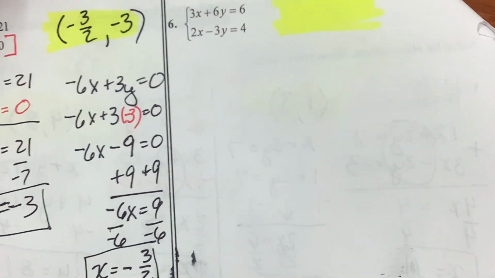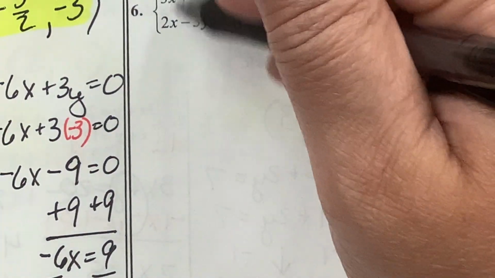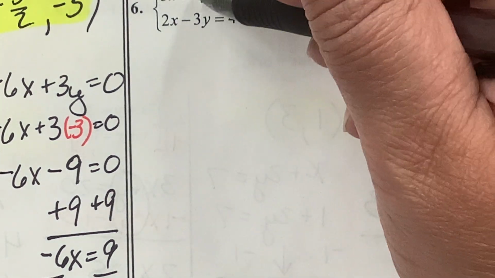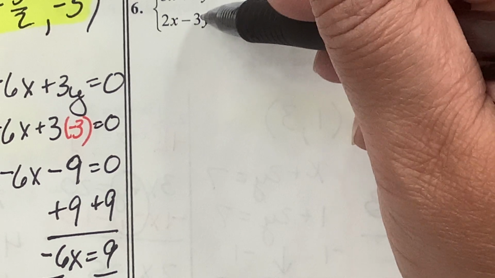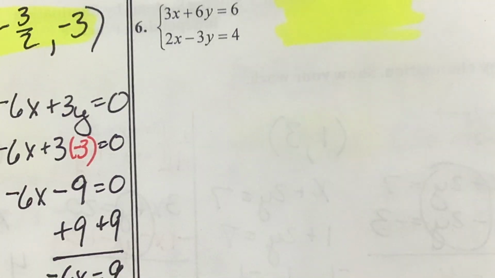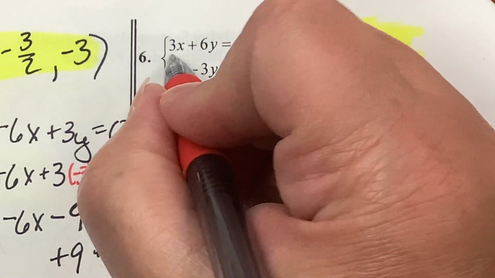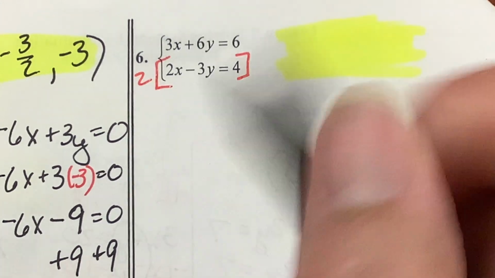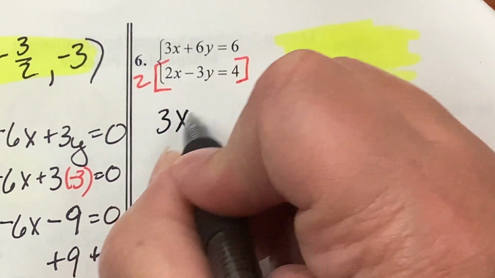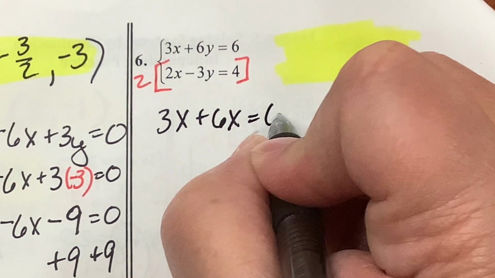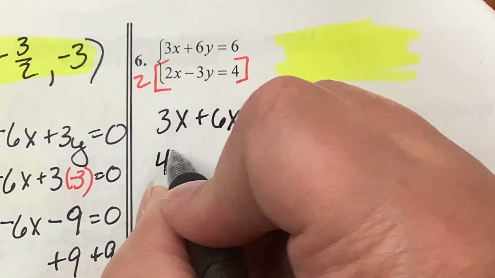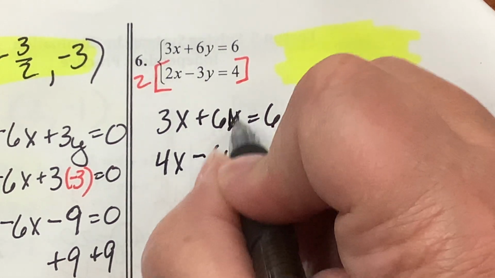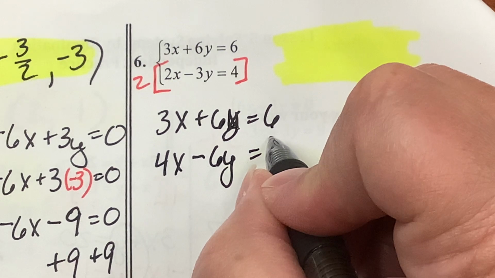The next one, let's see. Well, the x's are lined up, the y's are lined up, and no. But you know what? If I change this one and multiply times 2, then I will have, hopefully, the same number in an opposite sign. So keep 3x plus 6y equals 6. 2 times 2 is 4x. 2 times minus 3 is minus 6y. This should be a y. Equals 2 times 4 is 8.